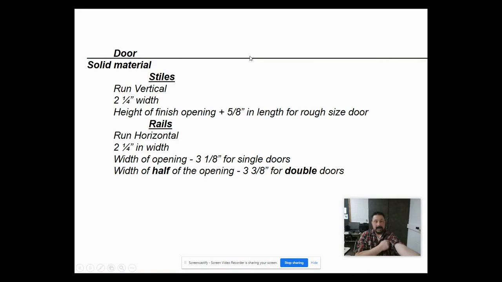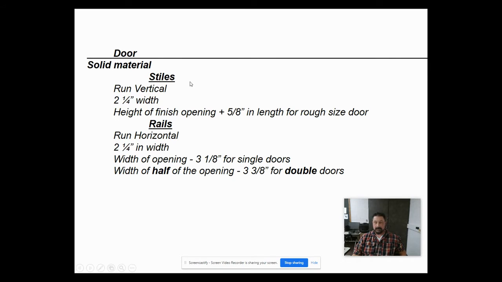Hello, cabinet making class. So today we're going to calculate for your door stiles and rails. Although you might not have your face frame totally completed and assembled, you can still, from your plans, calculate what you're going to need for your door pieces. So for a door, you're definitely going to use solid material for the frame of it.